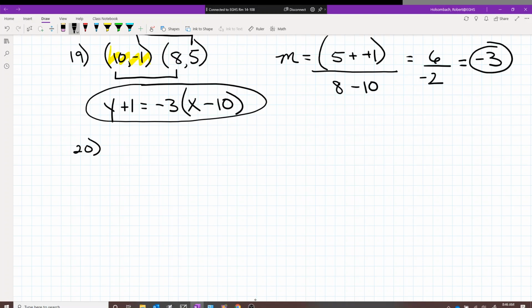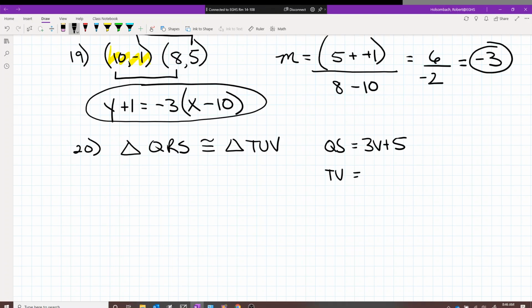In number 20, you're given that triangle QRS is congruent to triangle TUV. QS is equal to 3V plus 5. TV is equal to 8V minus 5. Find the length of QS and TV.